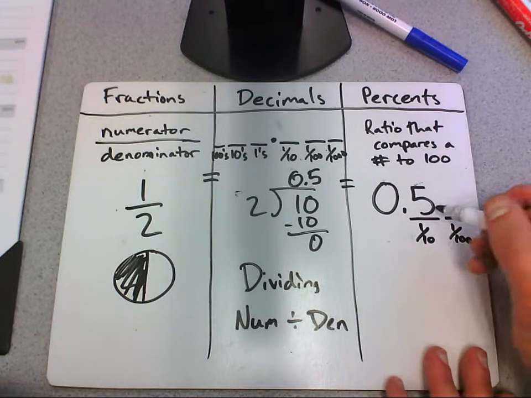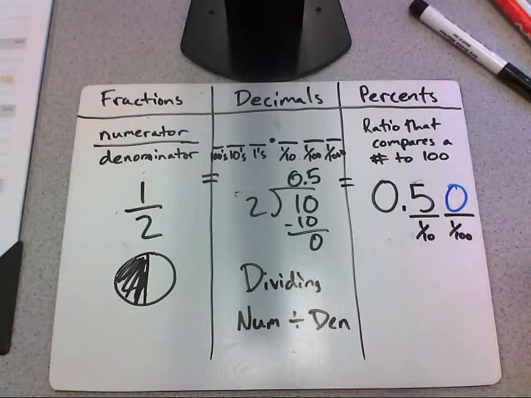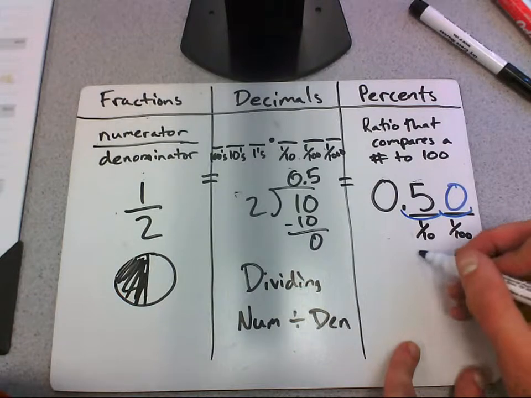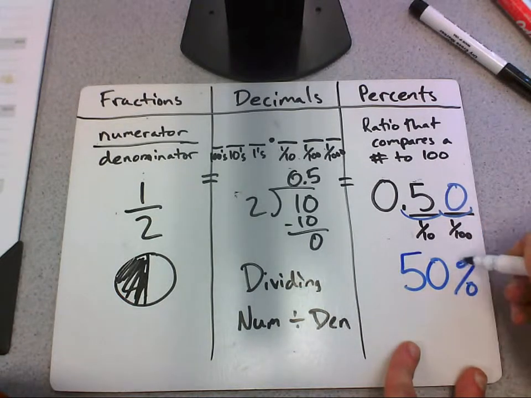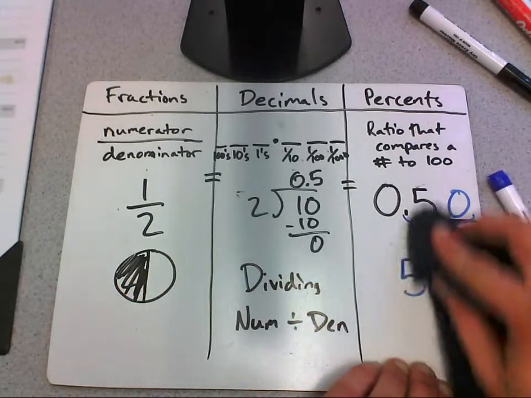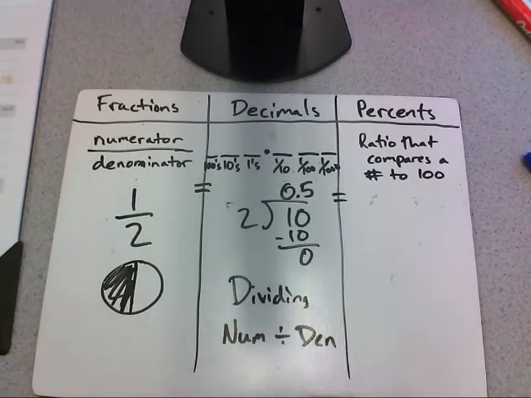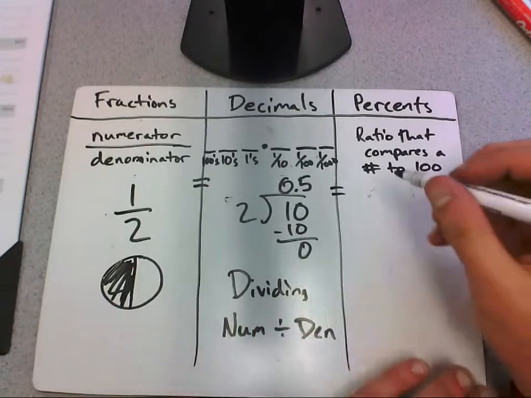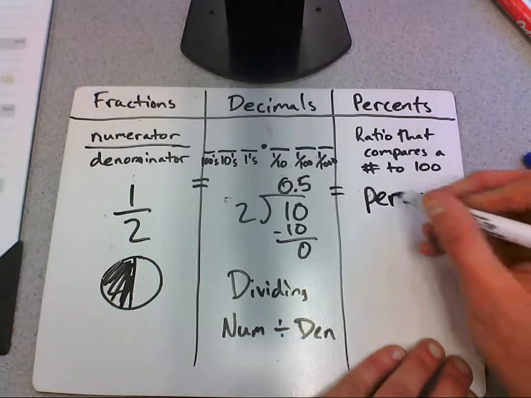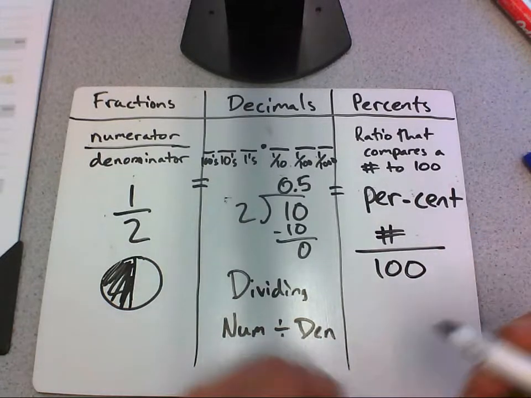If we want to compare it to 100, we fill in those unimportant numbers, 50 over 100, or 50%. Again, that word percent really is just per 100. I know we're in math class right now, but if we remember anything from our English class, per cent is a number compared per 100.